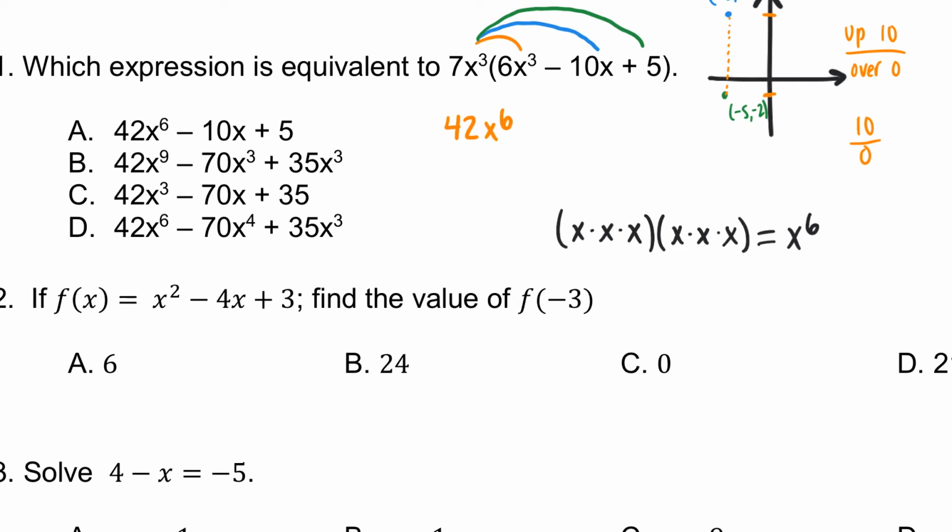What if you had 7x cubed times -10x? What's that going to be? That's going to be -70. And then x cubed times x would be x to the 4th, because you're going to have 4 of them. And then this last part in green here, we're going to have plus 35x cubed. So that would be your final expression there. So that would match up with this one right here.